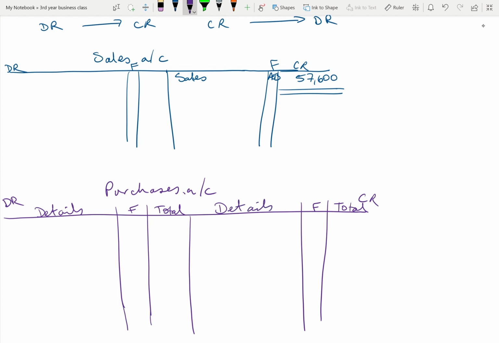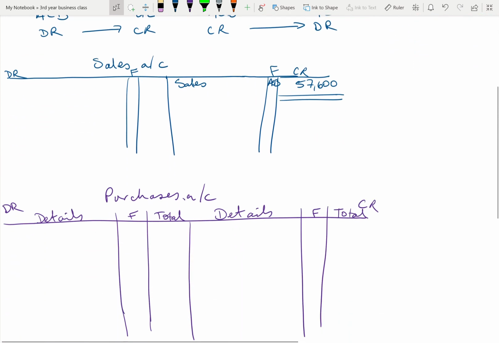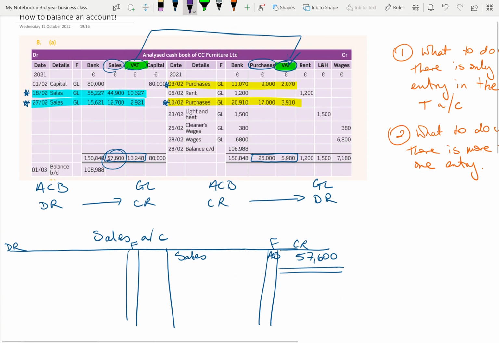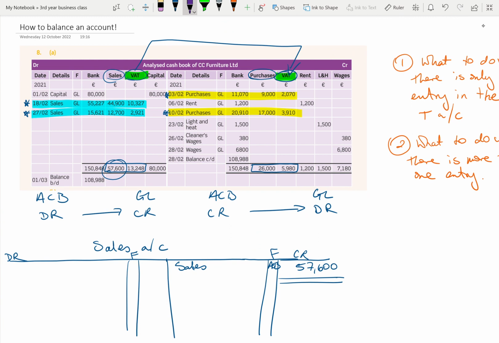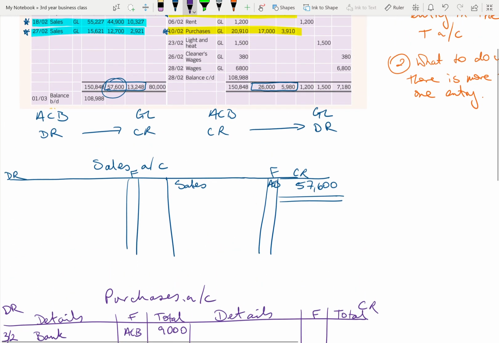So when we look back at our analysed cash book, we can see that our purchases are on the credit side, so we now need to put them onto the debit side in our general ledger. The first transaction is the 3rd of February, and it's from the analyzed cash book, so we call it bank. Remember, it's just the purchases, not the VAT. The total amount for that transaction was €9,000. We will be accounting for the VAT, but we will be doing it in a separate account.